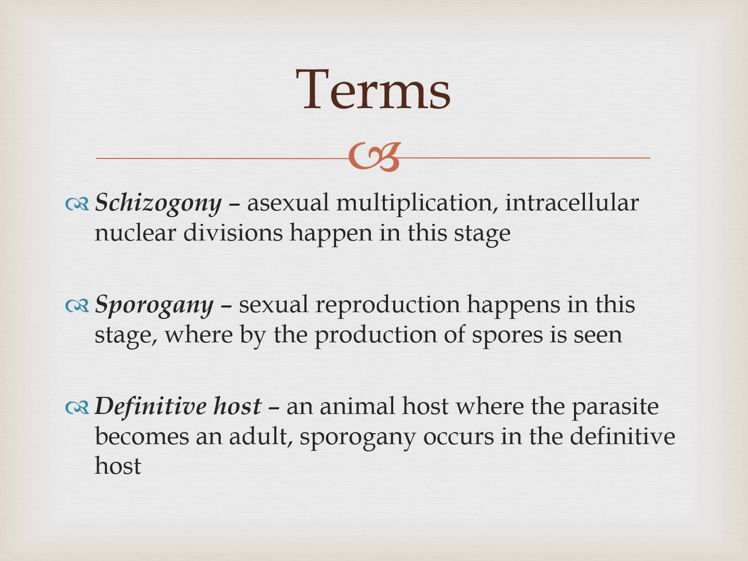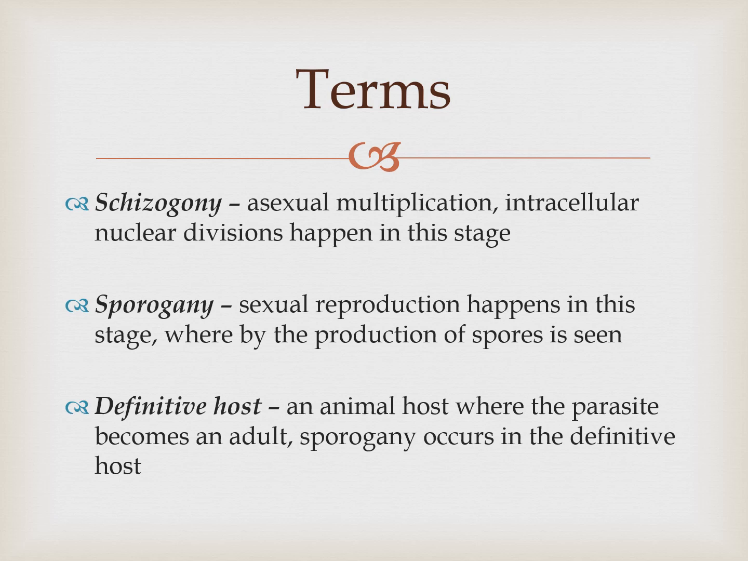We want to first start out with a couple of terms. The first term I want to use today is called schizogony, which has to do with asexual multiplication or intracellular nuclear divisions that happen in the same stage of the life cycle. Mammals and birds are often the hosts in schizogony.